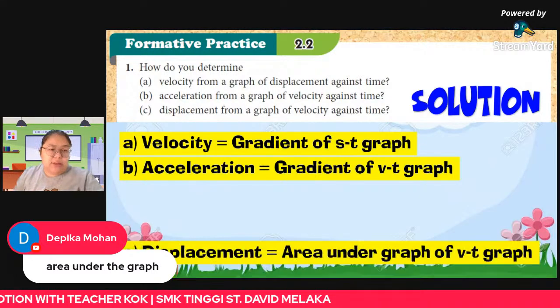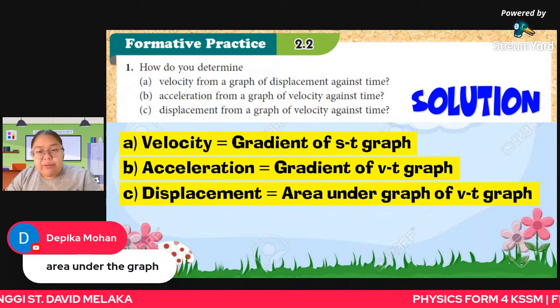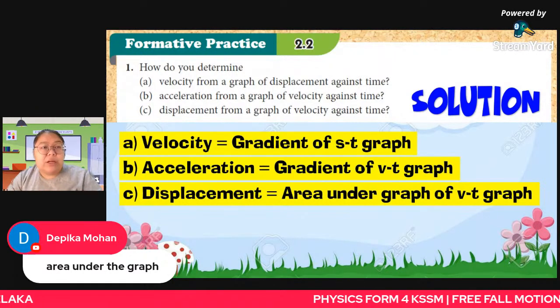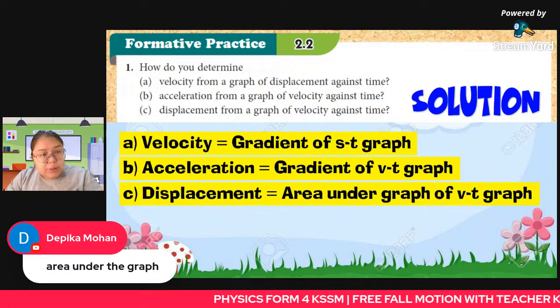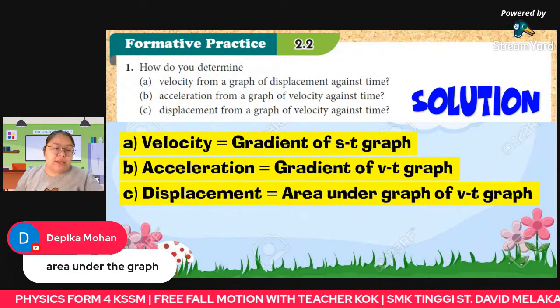Okay, let's see the answer. So C should be displacement, the area under the graph of the VT graph. So this one is the answer for A. Then we continue to the next part.